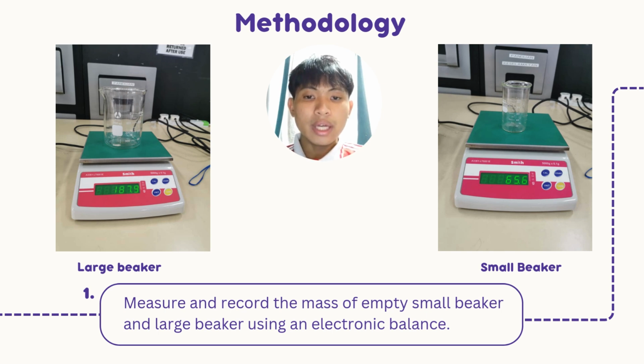Okay, that is the experimental setup and the apparatus that we use in the experiment for the application of the first and second law of thermodynamics. Next, we will go to the methodology. First of all, we have the large beaker and the small beaker. So what must we do first? We must measure and record the mass of the empty small beaker and large beaker using an electronic balance, as you can see from the picture.